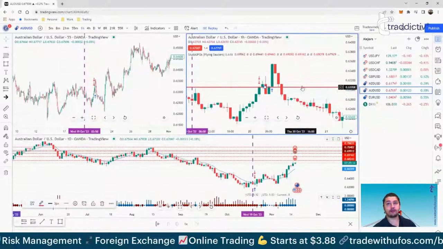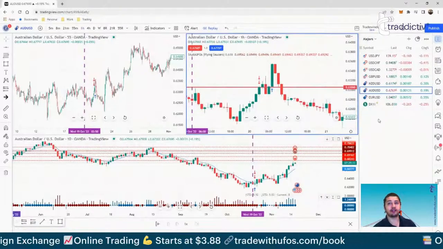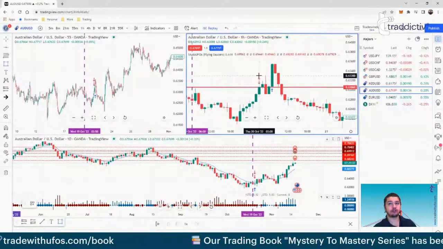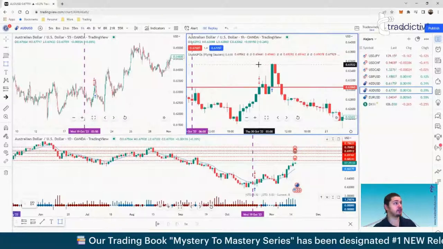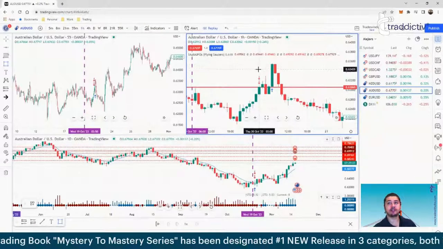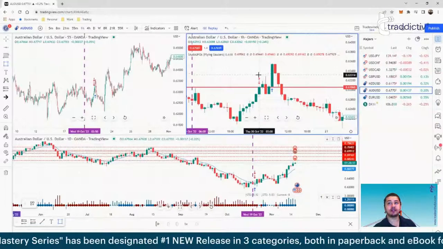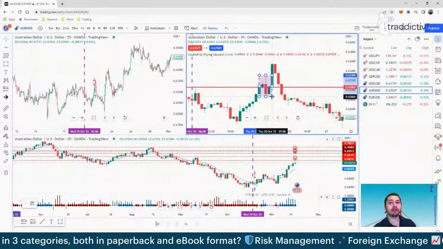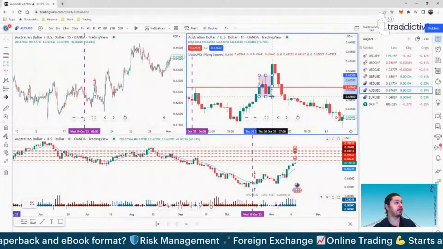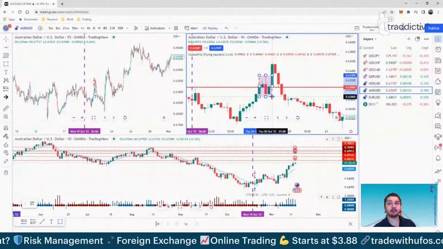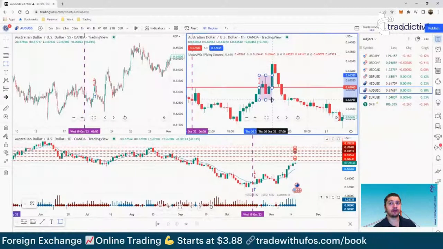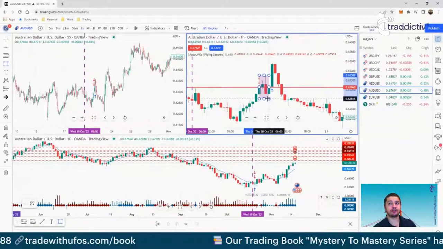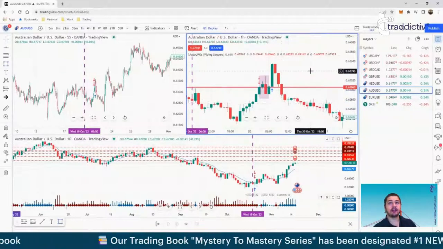63.06 was our entry, and it looks like right here would have been a time stop. So if we were to draw this, the stop was at 63.310 right here, and our profit would have been at 62.810. So something like that. Obviously, that didn't happen.